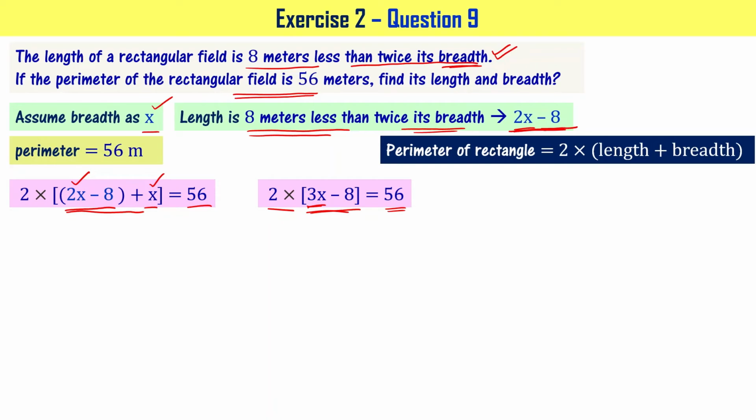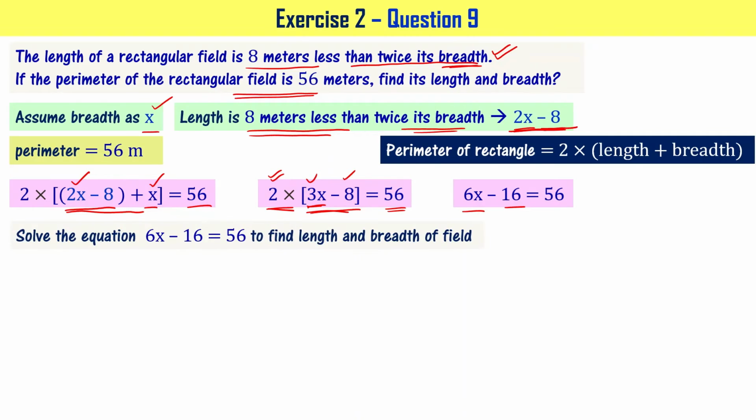Now you multiply 3x with 2 and minus 8 with 2. When you do that, you can write it as 6x, that is 2 times 3x, minus 2 times 8, that is 16, right? 6x minus 16 equal to 56. This is a linear equation in one variable, right? One can solve this equation to find length and breadth of the field.